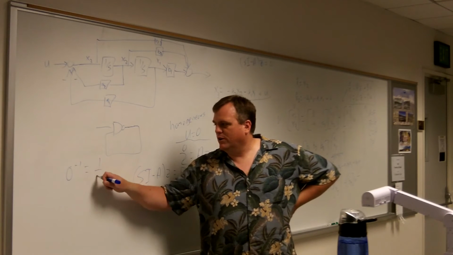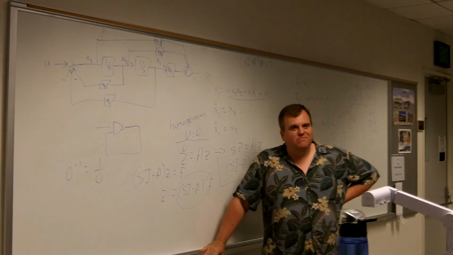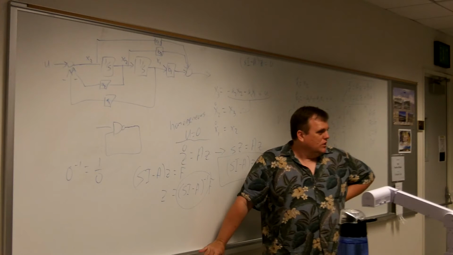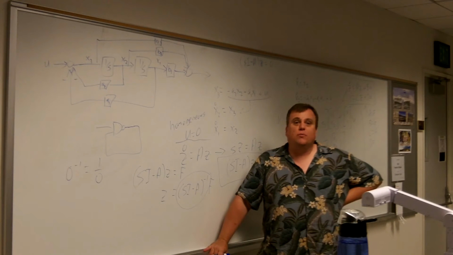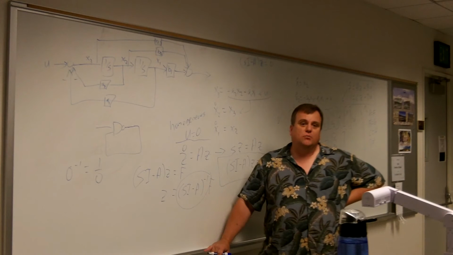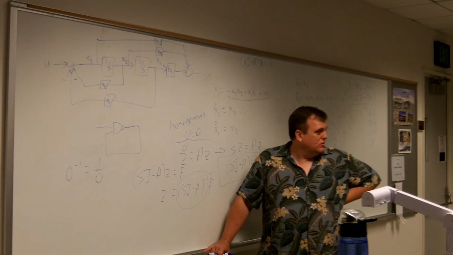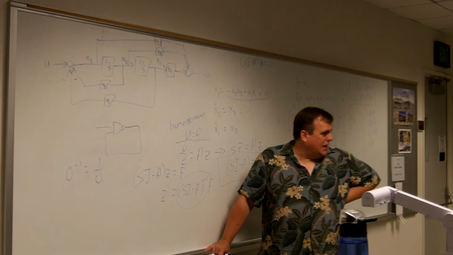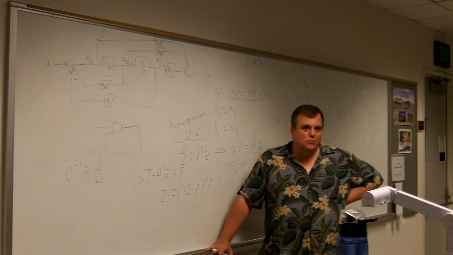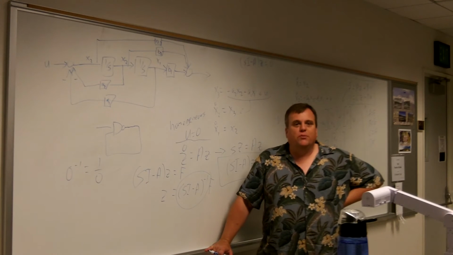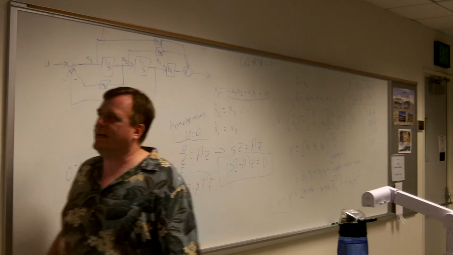Zero inverse equals 1 over 0. Right? So now the question is, when does sI minus A go to 0? Because that is the poles of the system, by definition. It's exactly how we got them before. Now we're just getting into matrix form. It's absolutely no different.